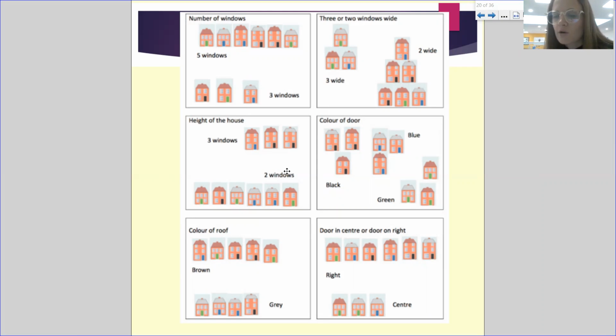We could sort them by the color of the doors. We could sort them by the color of the roofs. We could sort them by where the door was, whether it's on the left or the right or the center. So this has got quite a few different ways that you could have organized them. So how many did you get?